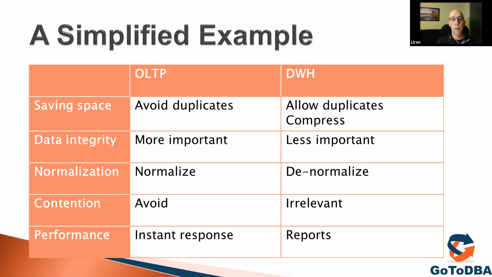So there's no problem. And normalization: in OLTP, we usually want to normalize the data, meaning splitting different entities into different tables. In a data warehouse, because of reporting and the way the data is queried, we usually want to denormalize the data and have larger tables with duplicate data. Again, we don't care about that much because it's a read-only system.